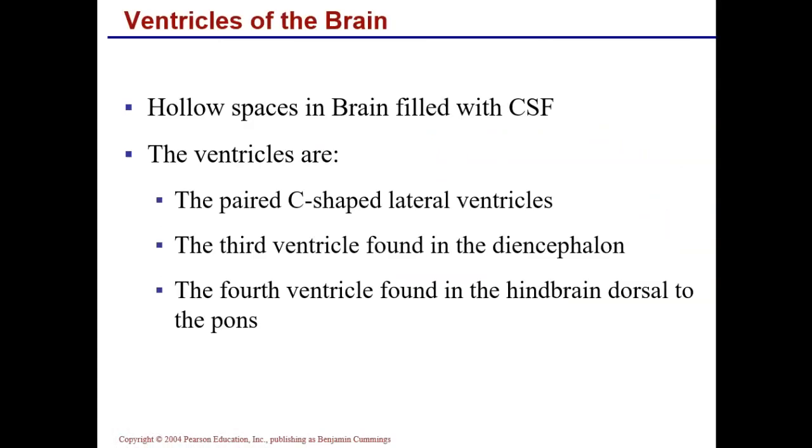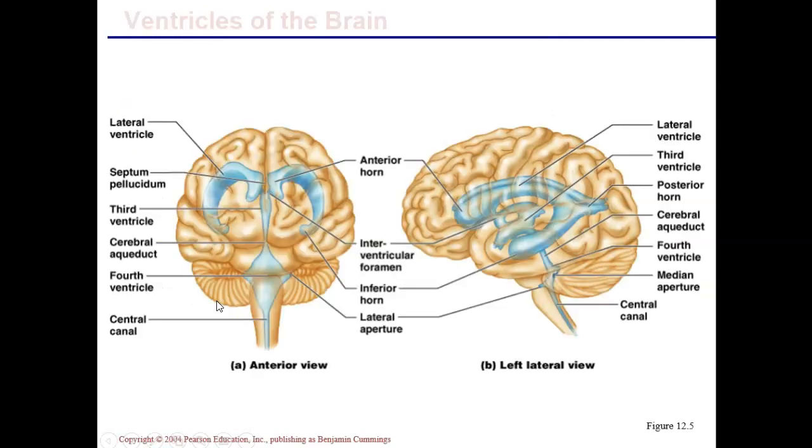So let's take a look at the hollow space that is found inside the brain. You should remember these terms for your lab exam. So inside the brain, there's going to be a hollow space, and the portions that are enlarged are going to be called ventricles. The ventricles are going to have names. So it looks something like this. We're looking at the brain here from the anterior view, and here it is from the lateral view.